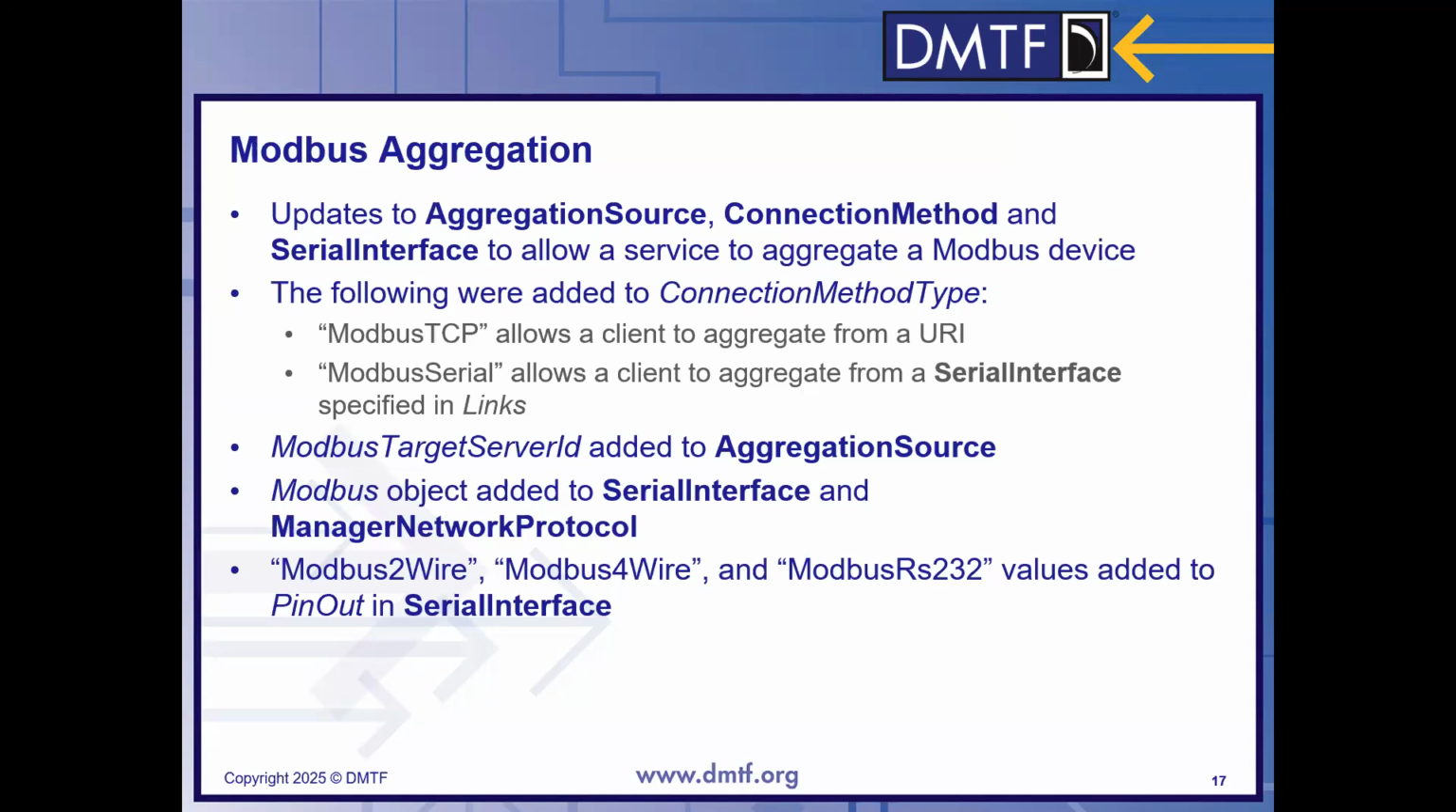So you could say I want to go to a URI that has a Modbus service behind it, or I need to specify a serial port that goes to a device for collecting Modbus information. There's also Modbus target server ID added to aggregation source. That's because over a single URI or a single serial port, you could have multiple devices downstream, and so you'd specify which server you're trying to access on that single interface.